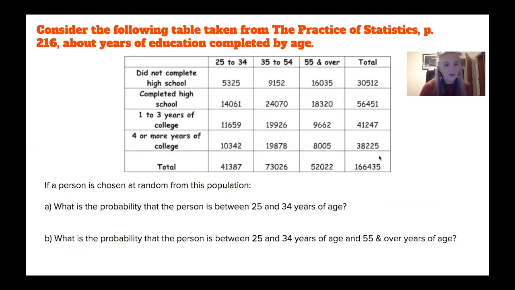So it says if a person is chosen at random from this 166,435 people, what is the probability that the person is between 25 and 34 years of age? So if I go to 25 to 34 years of age, there's 41,000.